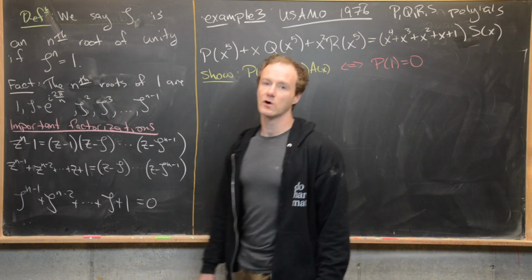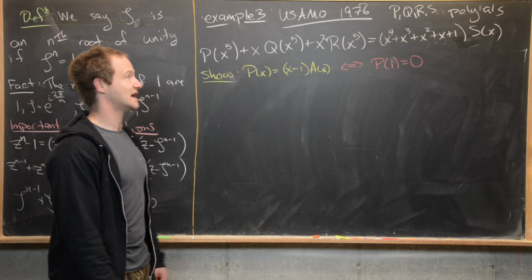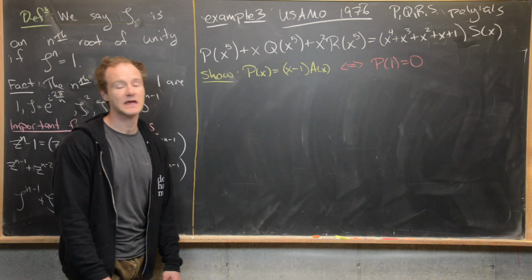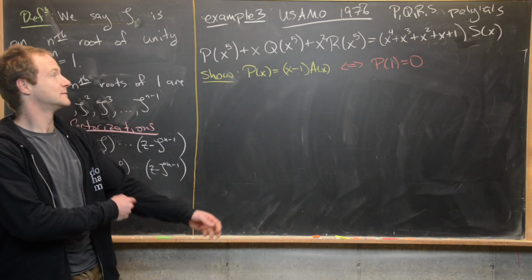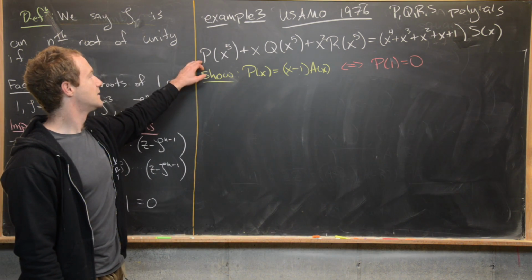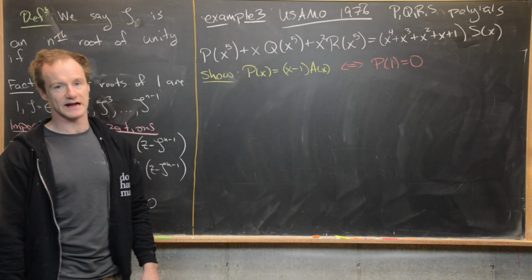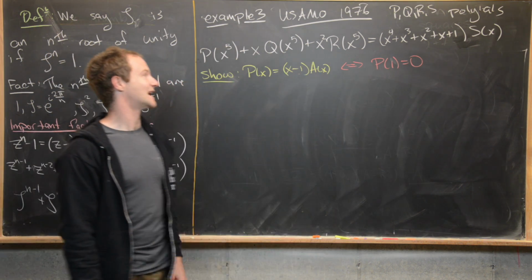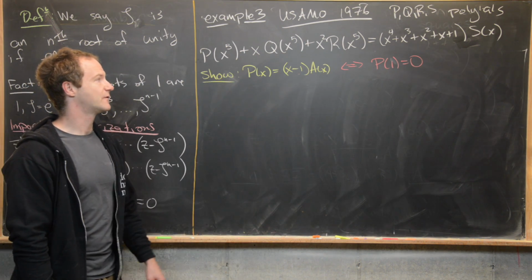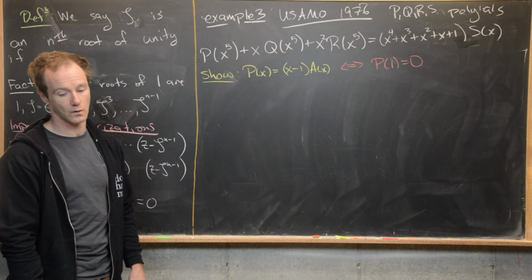Okay, so for our example, we want to look at, like I said, this problem from the USA Math Olympiad 1976, and we want to have polynomials P, Q, R, and S that satisfy the following equation. So we've got P evaluated at x to the fifth plus x times Q evaluated at x to the fifth plus x squared times R evaluated at x to the fifth equals x to the fourth plus x cubed plus x squared plus x plus 1.